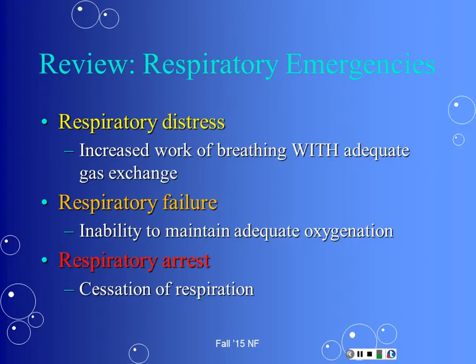Alright, so quick review when we're looking at respiratory emergencies. We've got this whole continuum. We have respiratory distress, so we've got that increased work of breathing, and we have adequate gas exchange. So they are able to compensate. When you look at adults, for example, you see them start to go downhill and have a problem. It's kind of a staggered step thing.